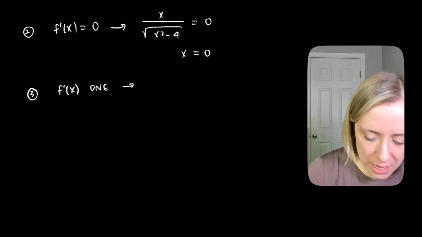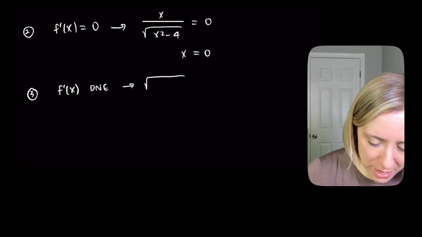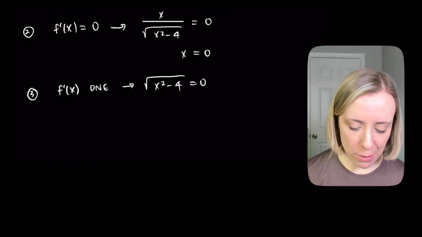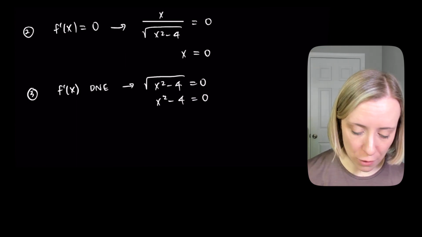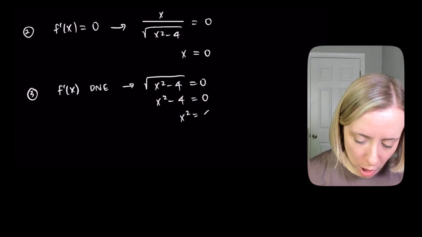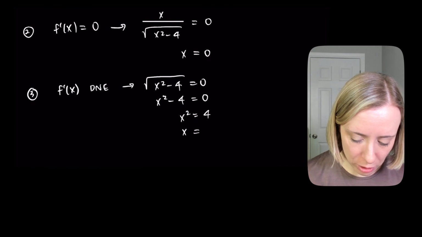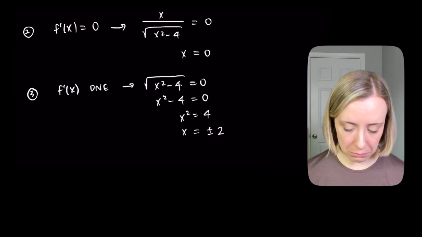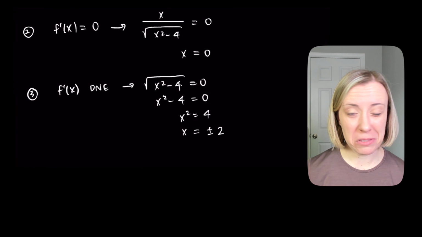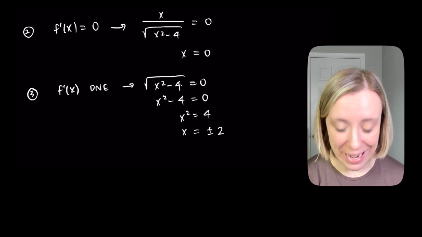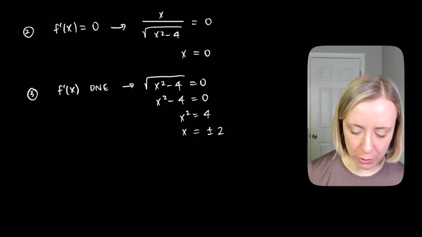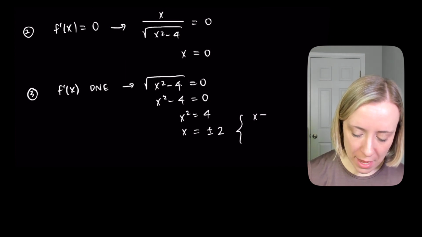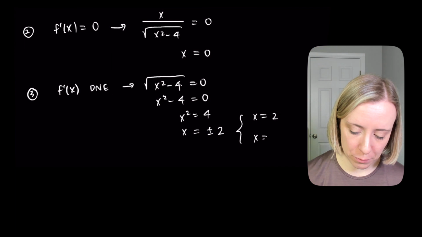So let's do the denominator equal to 0. That would be the square root of x squared minus 4 equals 0. So we could square both sides, that's x squared minus 4 equals 0. Then we just solve. So we get x squared equals 4, and x equals plus or minus 2. Okay, so just be careful when you take the square root. It could be a negative 2 also. So from here, we're getting two options for our critical numbers: x equals 2 and x equals negative 2.